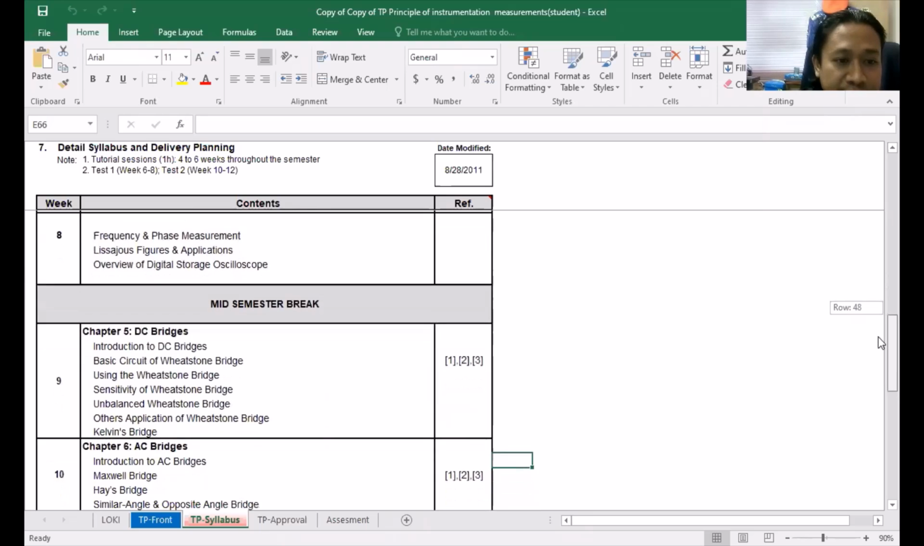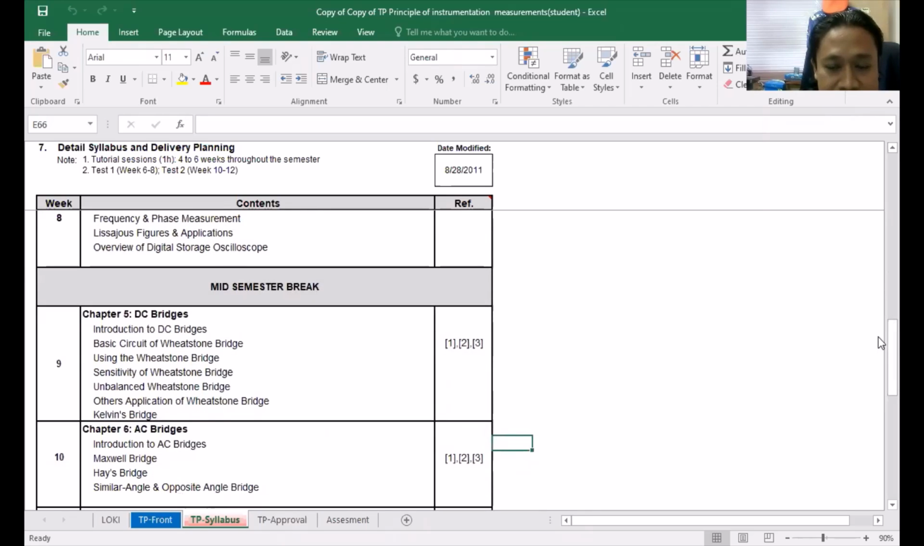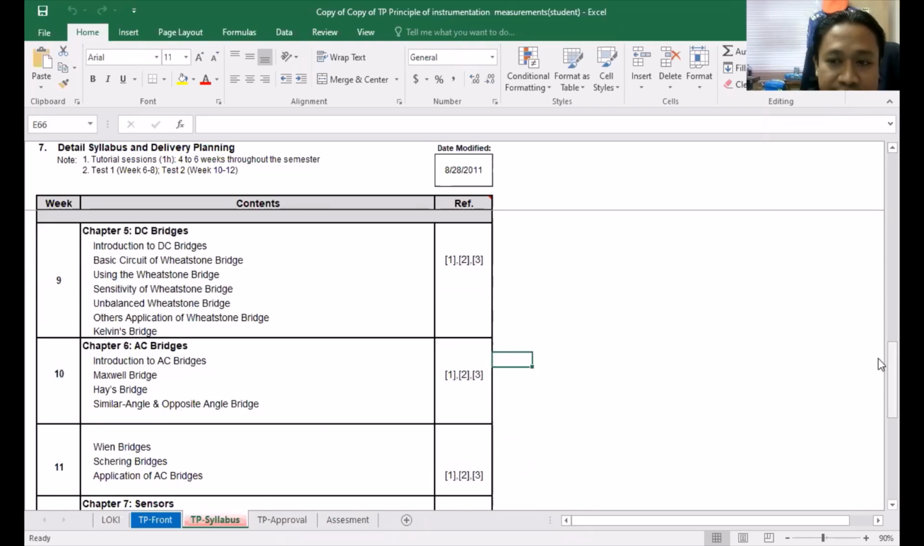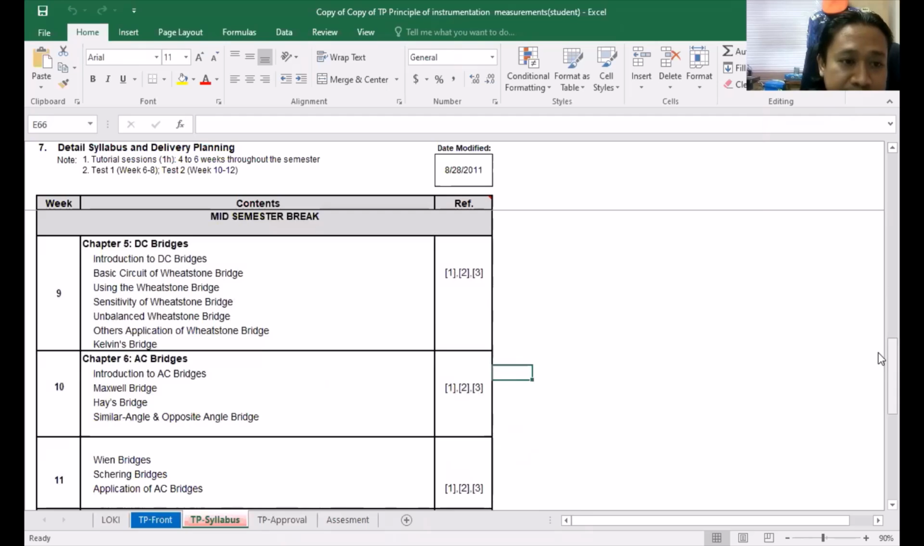Then chapter 5 will be the DC bridge. We have to study the DC bridge, the basic circuit of the Wheatstone bridge, the Wheatstone bridge sensitivity and so on. So this is for chapter 5, and chapter 6 will be the AC bridge.